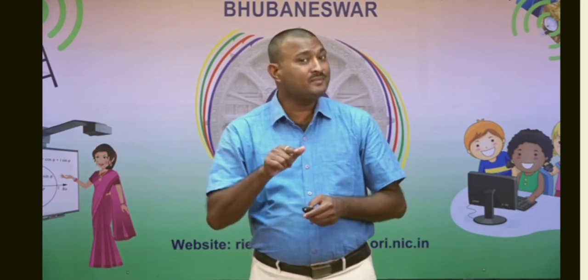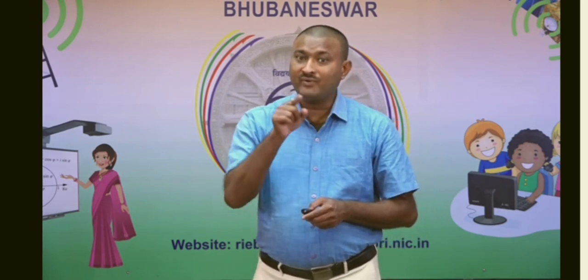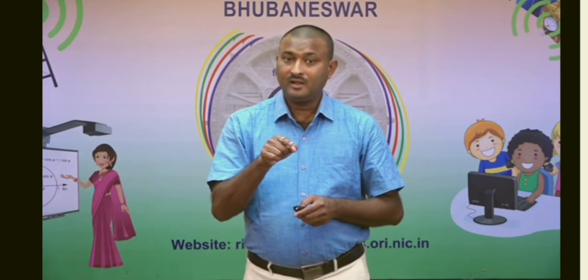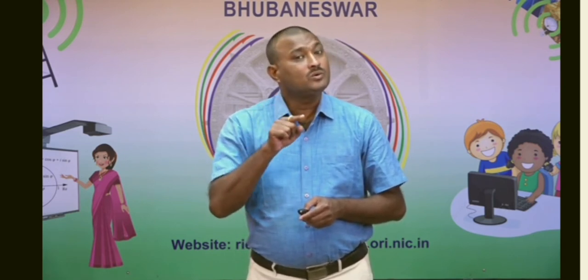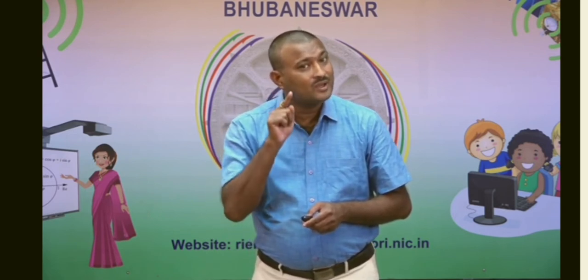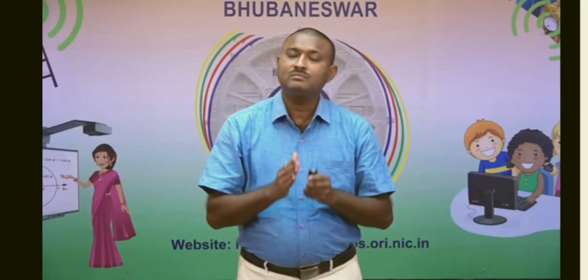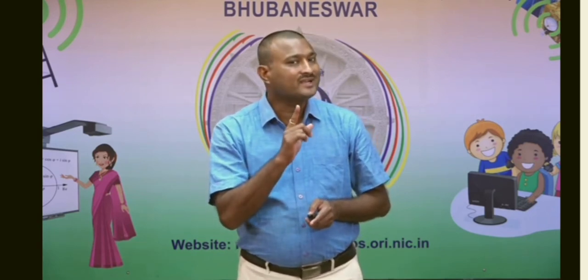Men, what is the age limit? 25 years of age. Men who are 25 years of age or above, as well as who paid taxes equal to at least 3 days of a laborer's wage. At the same time they must be paying taxes equal to 3 days of a laborer's wage. Then and there only they will be given the right to vote, and they were considered as active citizens. This was the category of active citizenship.